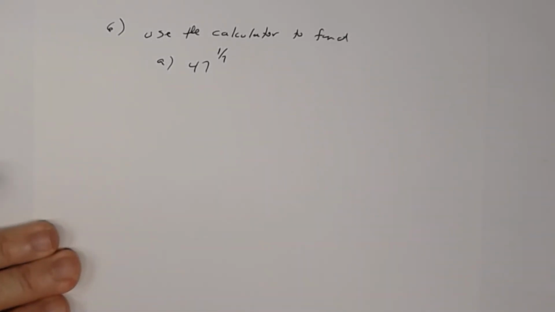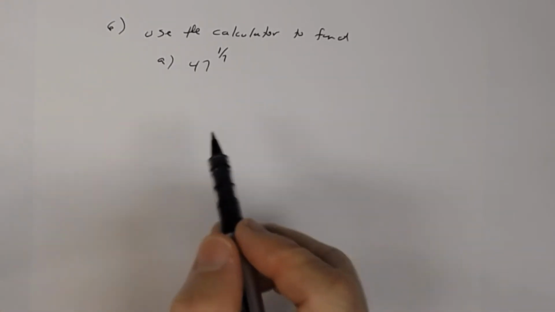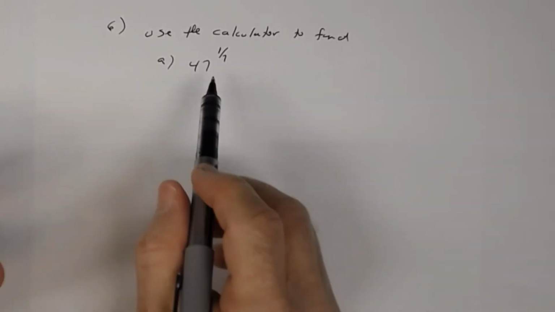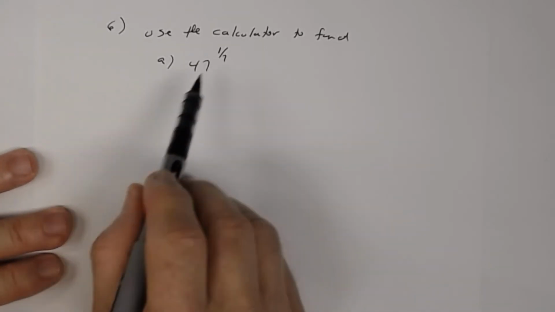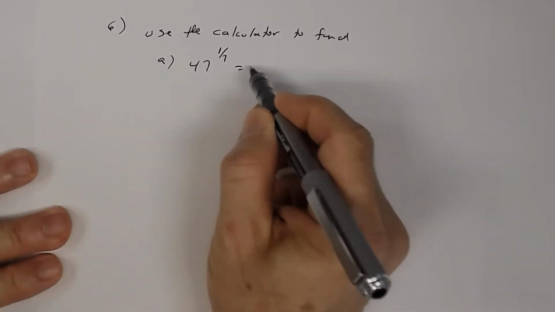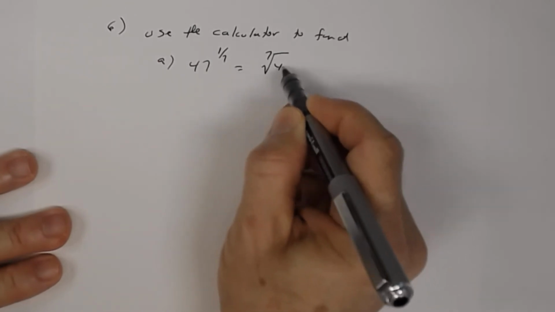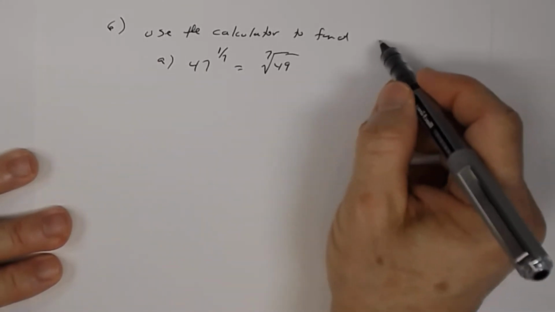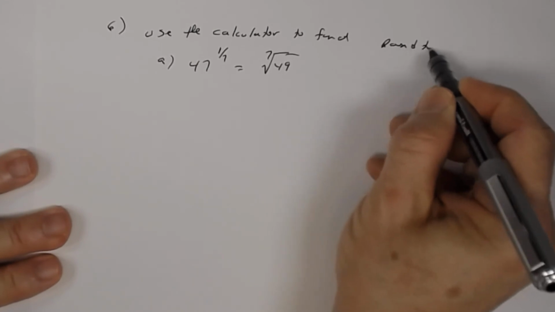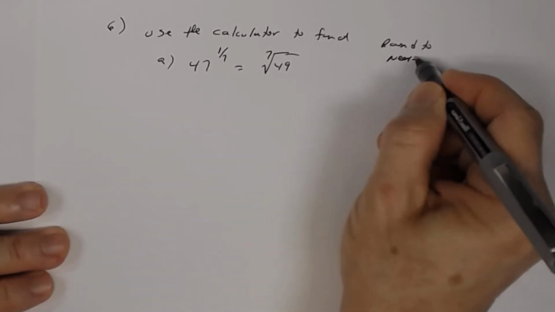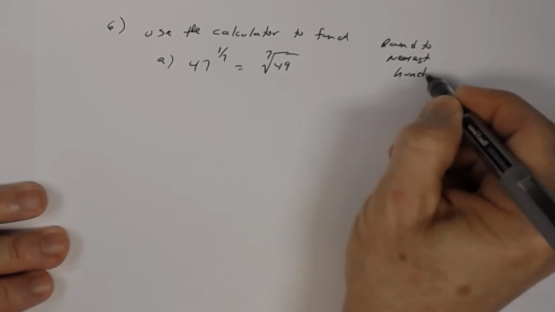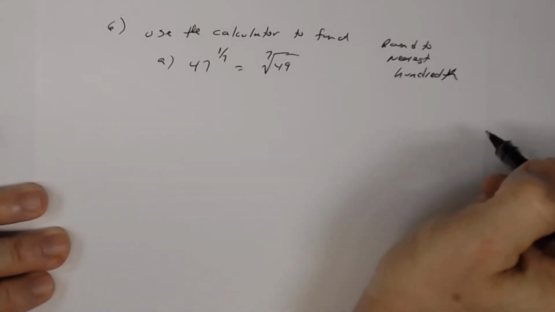Okay, so now there are a couple of ways you can do this. So since we're dealing with a lesson that talks about changing this to a radical, let's go ahead and do that. So this is the 7th root of 47, right? And then we're going to go ahead and round to the nearest hundredth.